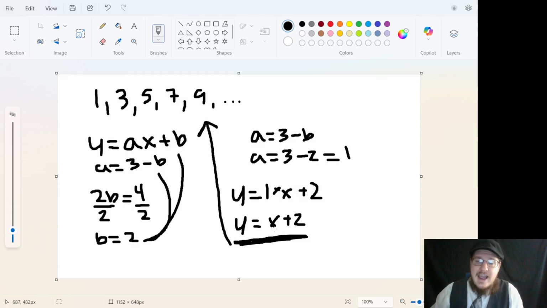Y is the next number. X is the current number. You take 1, plug it in for x. Take 3, plug it in for y. 1 plus 2 equals 3. Boom, we got our two numbers there. 3 and 5. 5 equals 3 plus 2. That is correct. 5 equals 5 on both sides. 5 and 7. Take the 5 in for x, 7 in for y. 7 equals 5 plus 2. Yes, it does. So on and so forth. We have our rule governing this pattern.